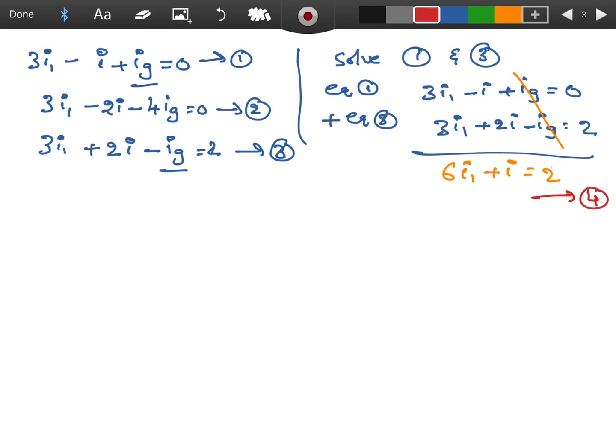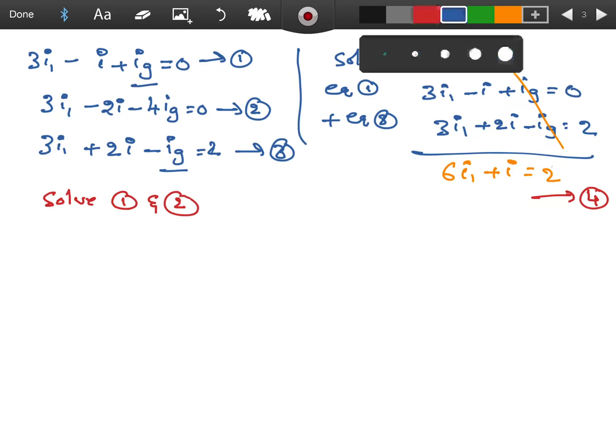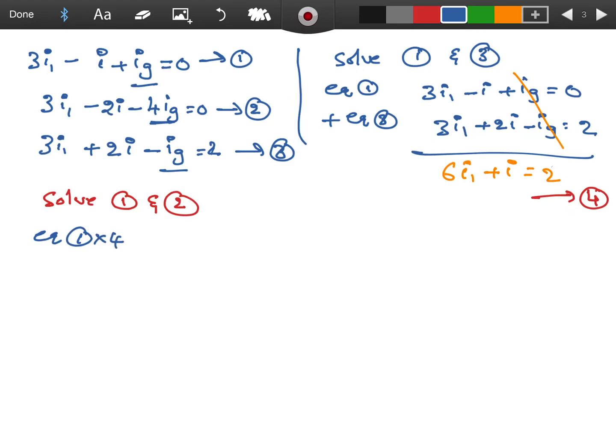Okay, 1 and 3 over. Now I'll solve 1 and 2 to eliminate again Ig. If you want, you can calculate 2 and 3 also, no problem. In such a manner, you eliminate Ig. Here Ig is there, here minus 4Ig is there. Then equation 1 into 4.